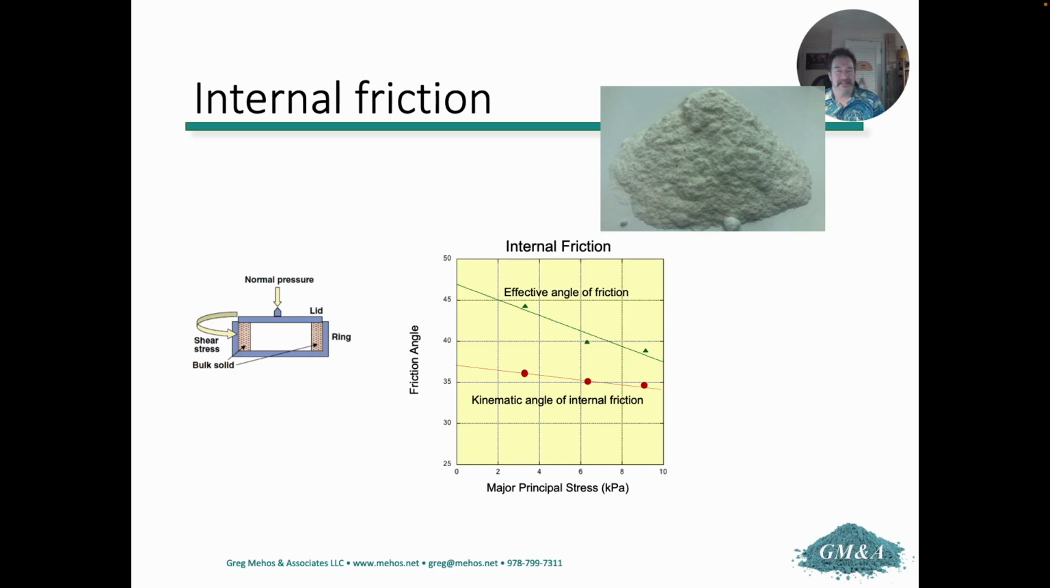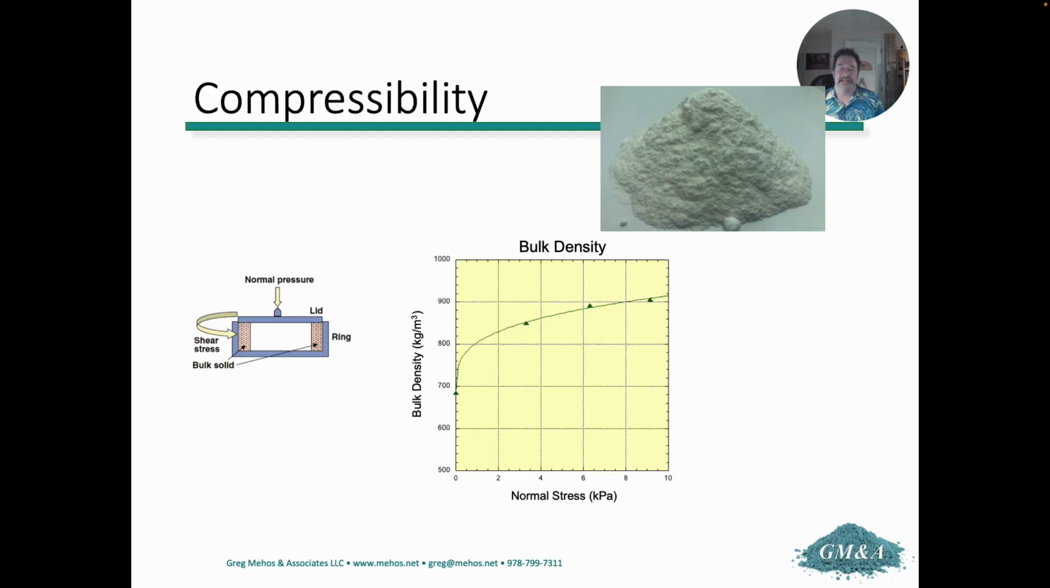And out of a shear cell test, you get two friction angles. You get what's called the effective angle of friction, which is related to the internal friction during flow, and you get what's called a kinematic angle of internal friction, which is related to how much friction is required to get things to flow after it's been sitting. And you get the bulk density, the compressibility curve, and this is pretty typical. When you say, what is the bulk density? Well, it depends on the stress. So something as simple as the bulk density is ill-defined. You really need to measure it with a shear cell tester. So the bulk density will increase with normal stress, and you get the compressibility curve.